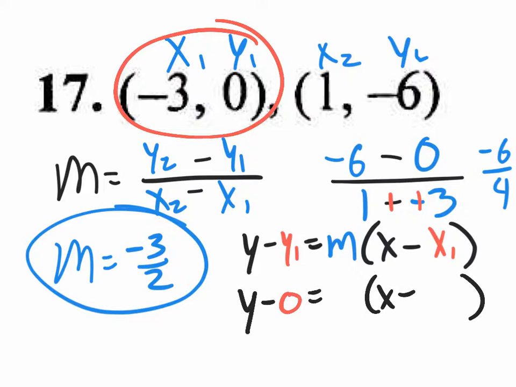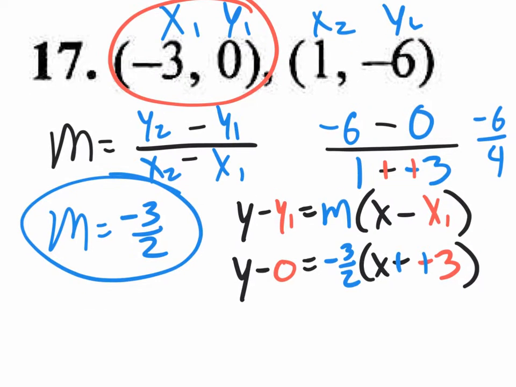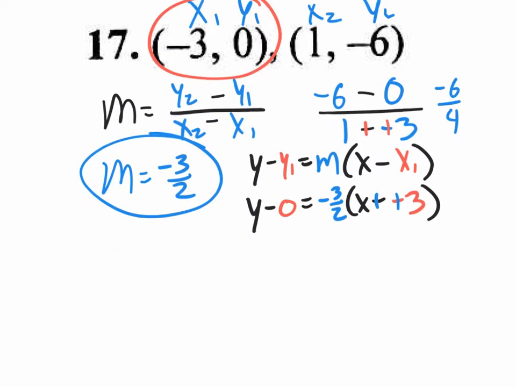The y1, 0. The m value is negative 3 halves. Because we did the slope formula, we found out it was negative 3 halves. And the x1 value is negative 3. The minus minus changes to plus plus. So this is our point slope form equation, but that's not the answer because the answer on the back of this particular worksheet is in slope-intercept form. So we need to change this point slope to slope-intercept.